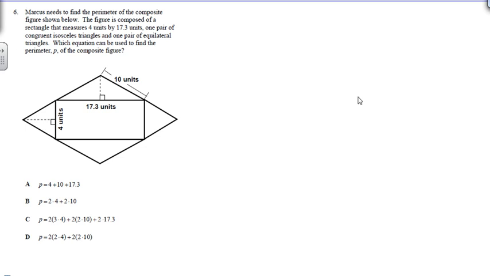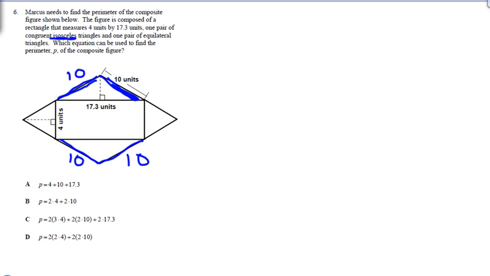Alright, so we start off, we've got Marcus, and he wants to find the perimeter of his shape below. So we've got a rectangle that measures that, and 2 congruent isosceles triangles, top and bottom. Remember, isosceles means 2 sides are the same, which means if this side is 10, then this side over here should be 10 as well. So I can fill that in. And since it says there's a pair of congruent triangles, that means that these sides down here should be 10 as well. So that gives us that.